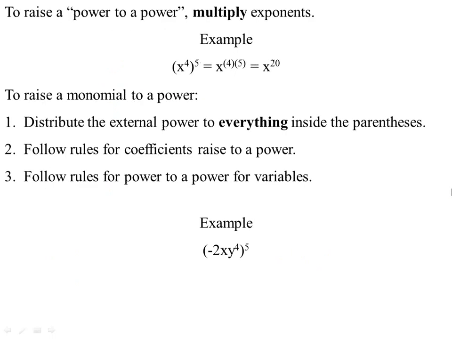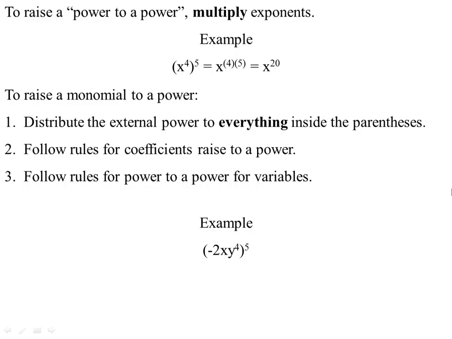Okay, now look what we're going to do. We're going to have a power to a power. So now not only is the inside power x our base, but also for our external power of 5, now our whole entire x to the 4th is the base. Okay? So now what we have is a power to a power. If you have a power to a power, you're going to multiply those exponents.